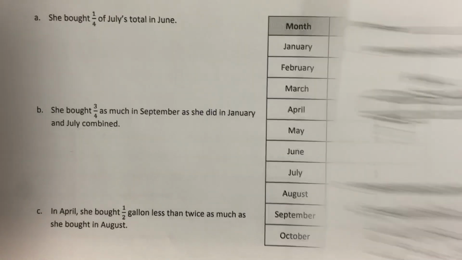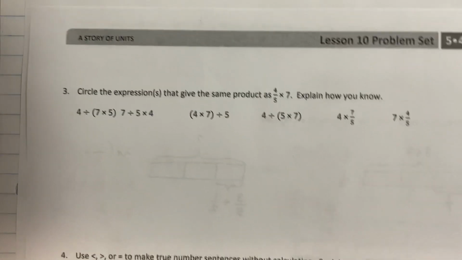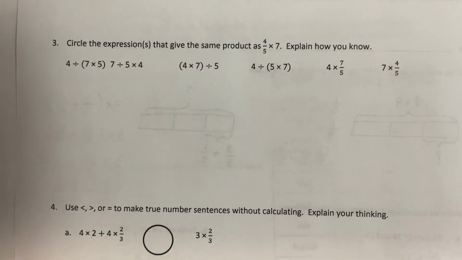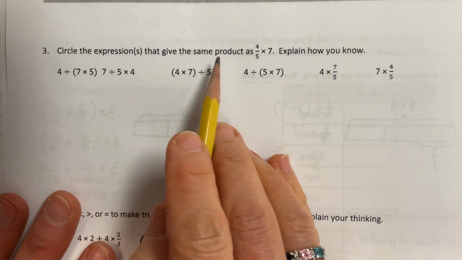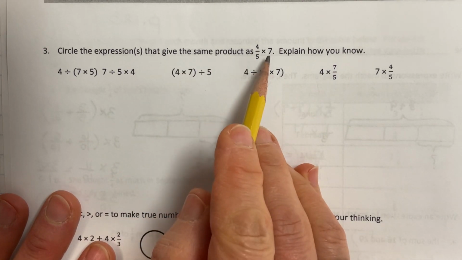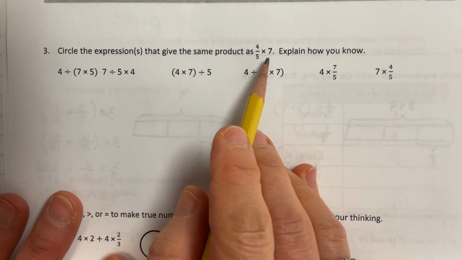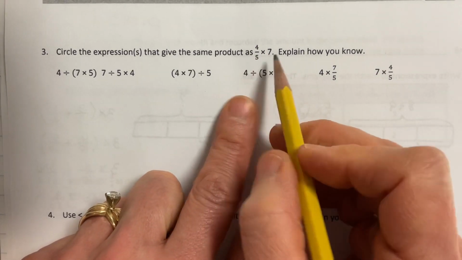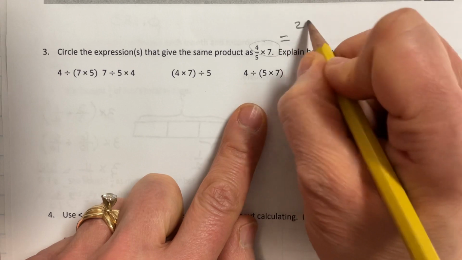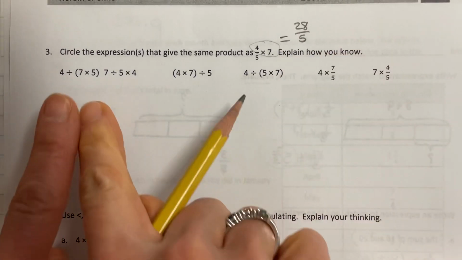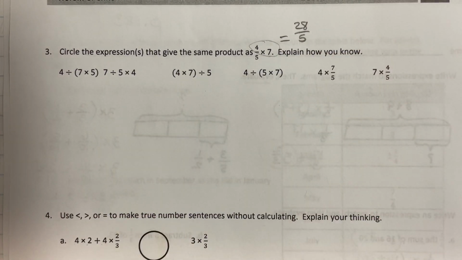All right, that was challenging. Let's take a look at the back. This is a very long problem set too, by the way. So brace yourselves. We got this. Circle the expressions that give the same product as 4/5 times 7. Okay, notice that 4/5 times 7, 4 times 7 is 28. This would be 28/5. So I'm looking for anything here that equals 28/5.